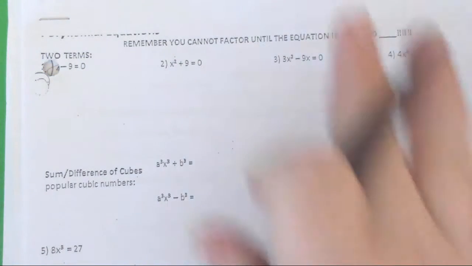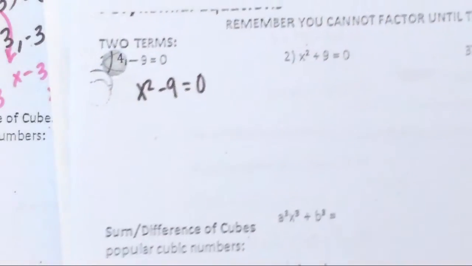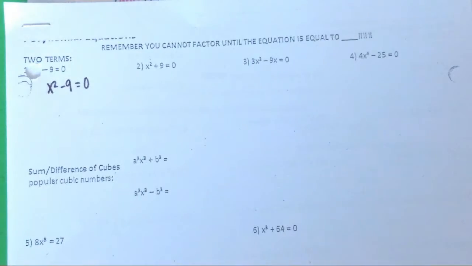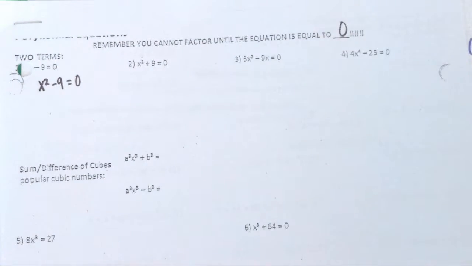I want to start with number 1. It's kind of cut off. It's supposed to be x squared minus 9. Oh, I almost forgot my name. There's a capitalized sentence at the top. Can you help me fill in the blank? Very top sentence.